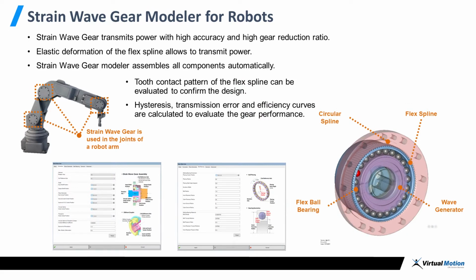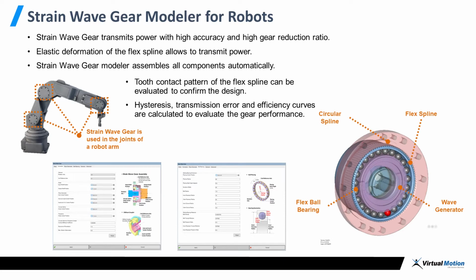Next one is the strain wave gear modeler. Strain wave gear is well known as harmonic drive. The strain wave gear modeler can be used to model the strain wave gear used in the joint of a robot arm. This strain wave gear transmits power with high accuracy and a high gear reduction ratio. It consists of a circular spline, flex spline, wave generator, and flex ball bearing.